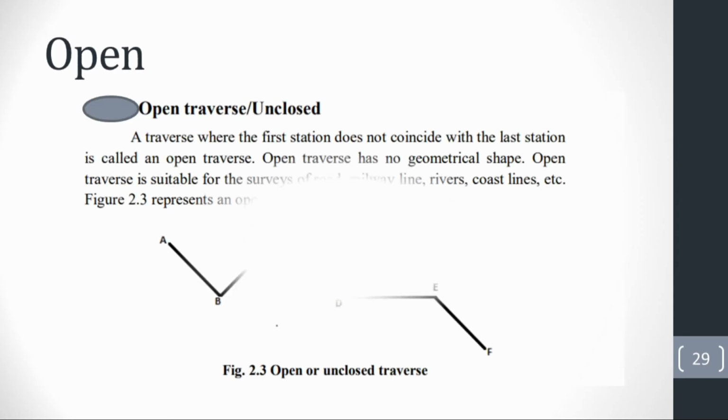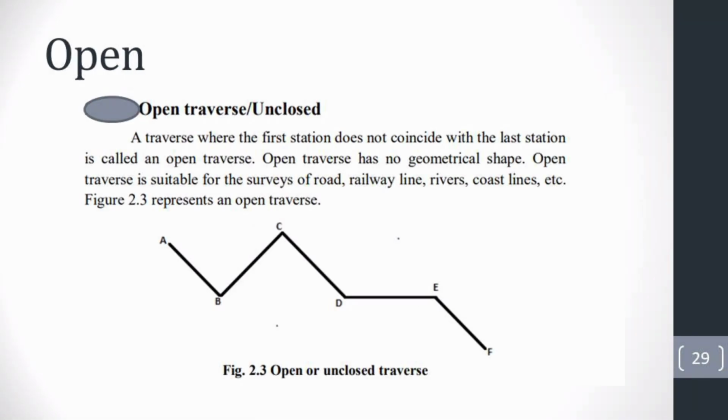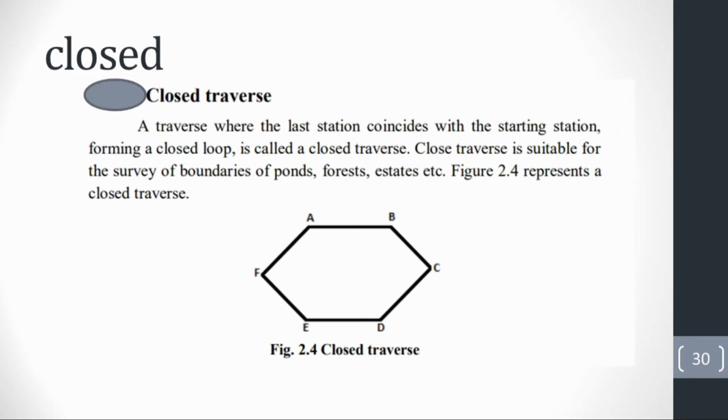So open traverse: a traverse where the first station does not coincide with the last station is called an open traverse. So it has no geometric shapes. You can observe the illustration there. Then a close traverse, this is where the last station coincides with the starting station, forming a closed loop. Yeah, so it goes and it comes back.